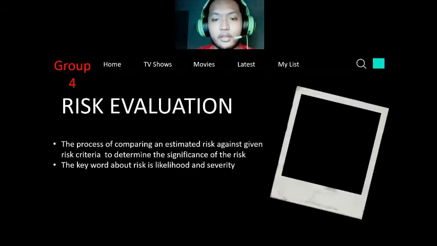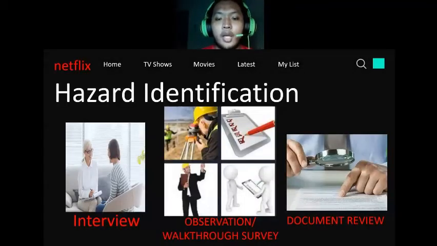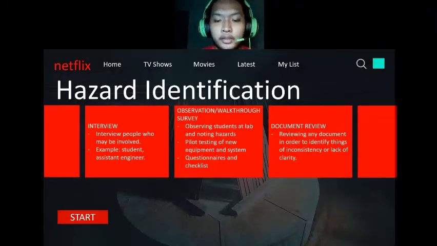Risk evaluation. Risk evaluation is the process of comparing and estimating risk against given risk criteria to determine the significant risk. To identify potential hazard, we need to prioritize hazard according to likelihood of an accident caused by hazard and severity of injury, illness, and property damage. We will evaluate this using hazard identification, which includes interview, observation or work survey, and document review. Interview people who may be involved. Since the area involved is a workshop, the people who may be involved are students and assistant engineers.